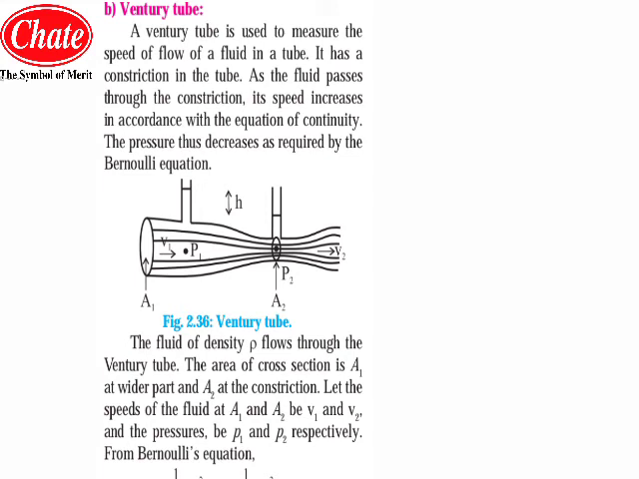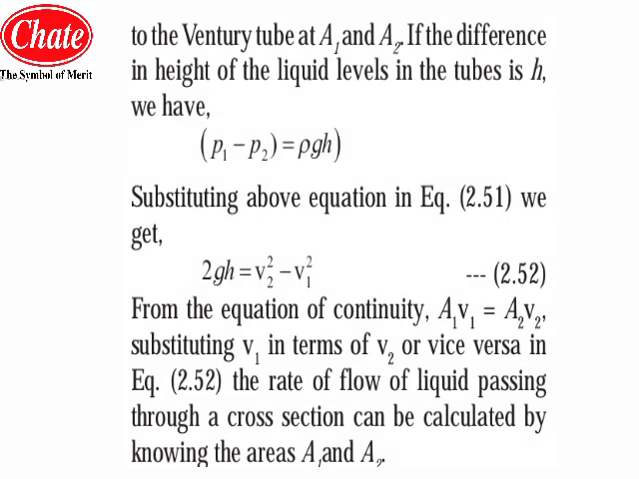The pressure thus decreases, as required by Bernoulli's equation. Thus the fluid of density rho flows through the Venturi tube, with area of cross section A1 at the wider part and A2 at the constriction. Let the speeds of the fluid at A1 and A2 be V1 and V2, and the pressures P1 and P2 respectively. Using Bernoulli's equation, if the difference in height of the liquid level in the tubes is h, then P1 minus P2 will be rho G H.